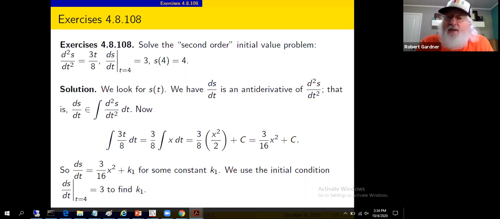We've got an initial condition. We've got this function, the derivative, evaluated at t equals 4, and we're told that's 3. So we know the form of the function with t's, and we know an initial condition, just like we were doing before, except we're going to have to do this twice because they give us a second derivative.